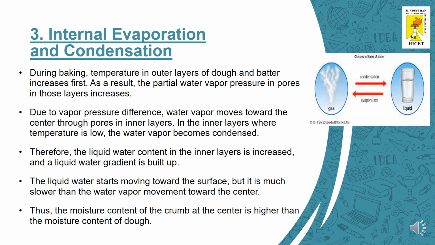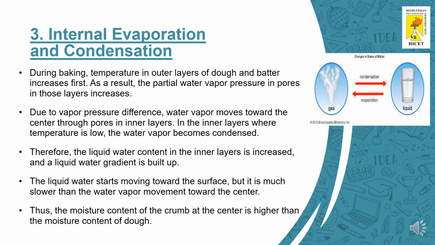The next one is internal evaporation and condensation. During baking, temperature in outer layers of dough and batter increases first. As a result, the partial water vapor pressure in pores in those layers increases. Due to water vapor pressure difference, water vapor moves towards the center through pores in inner layers. In the inner layers where temperature is low, the water vapor becomes condensed. So you can see in the image changes in state of matter where condensation and evaporation occurs in a cyclic way.